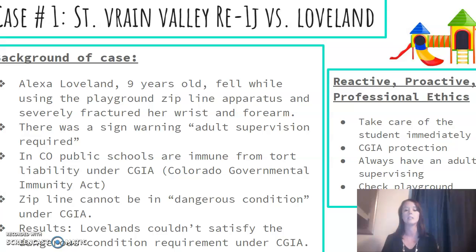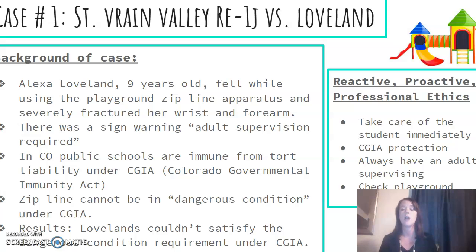they deemed that the zip line was not in dangerous condition. The family couldn't prove that it was working improperly or that there was a malfunction. It was just bad timing that she happened to fall and there was no adult supervision. So under the Colorado Governmental Immunity Act, they couldn't deem the zip line dangerous. So the results were that the family couldn't satisfy the dangerous condition requirement that is set under the CGIA, and the district won this case.